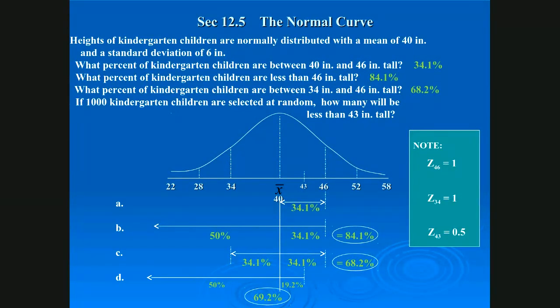Now our question says if 1,000 kindergarten children are selected at random, how many will be less than 43 inches tall? Well, it would be 69.2%, 0.692, times the 1,000, which would be approximately 692. And that would be our answer.